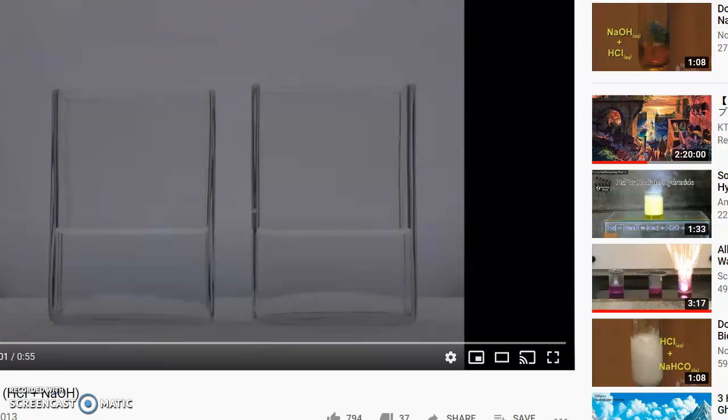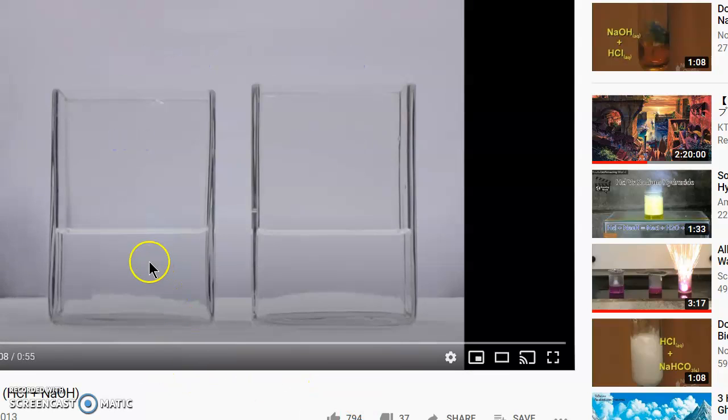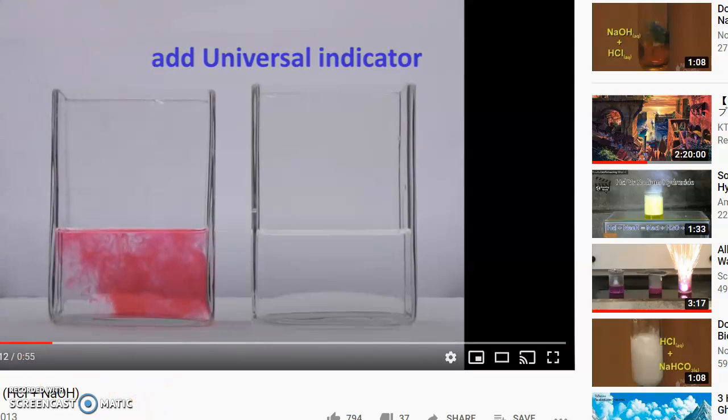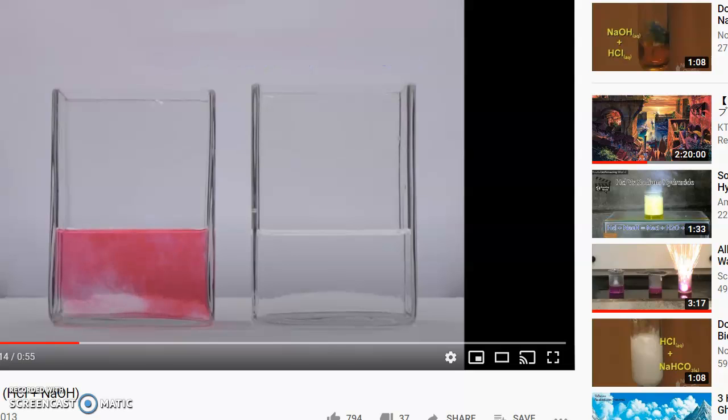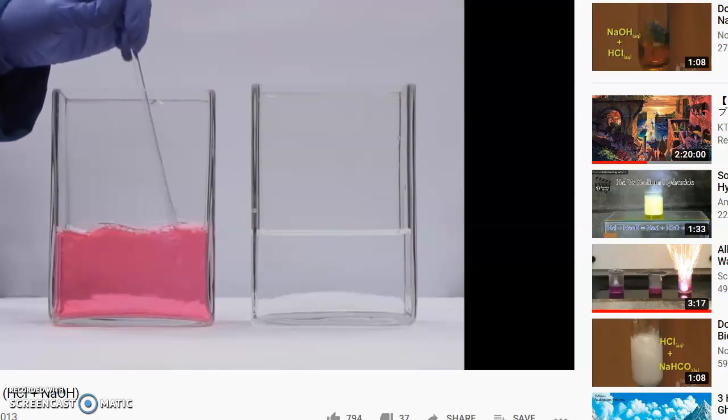This has no audio, but what I want you to do is take a look at the two solutions. They have hydrochloric acid and sodium hydroxide. There's your acid, there's your base. And if you look at them, add that universal indicator, the acid turns a bright red. So that's a pH of 1. I'm going to stir that up.